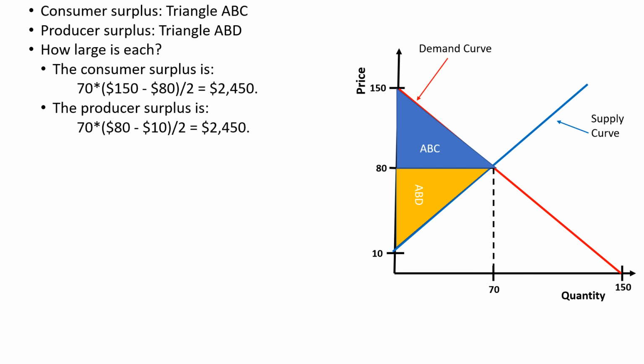$2,450 also. However, you must take note that the two values are equal just by chance, and that is because the demand curve is exactly as steep as the supply curve. In other words, the absolute values of the slopes are equal to 1.